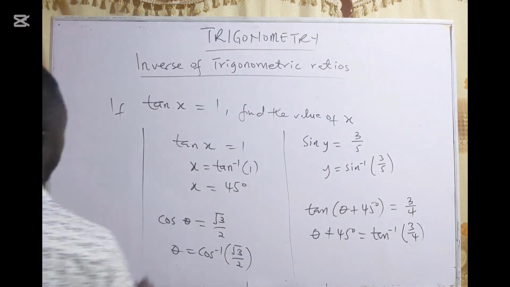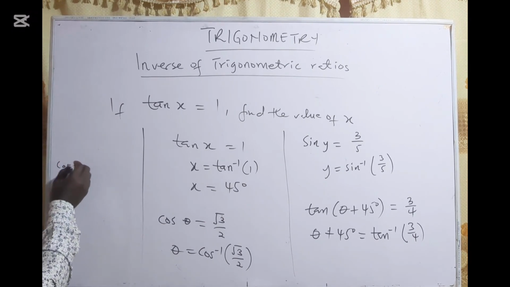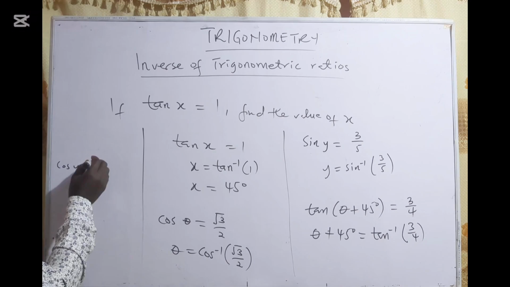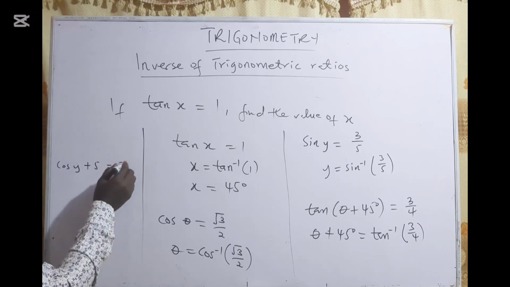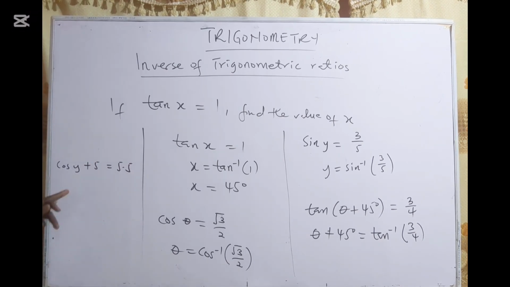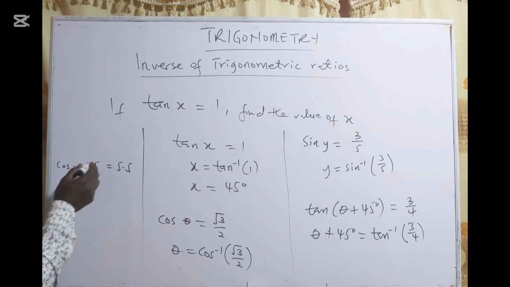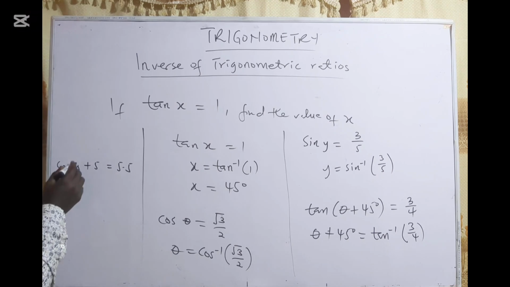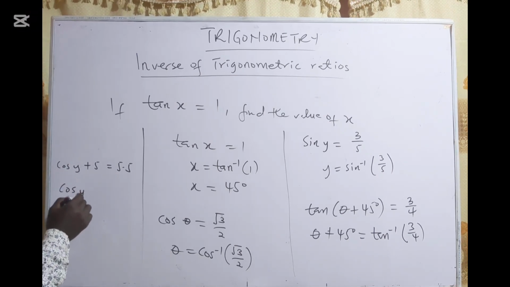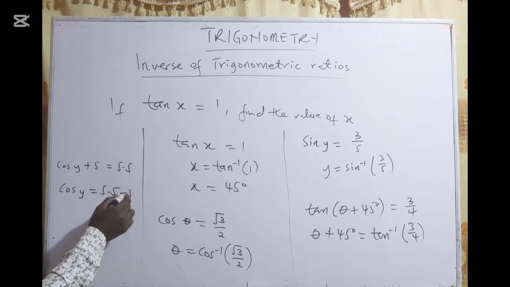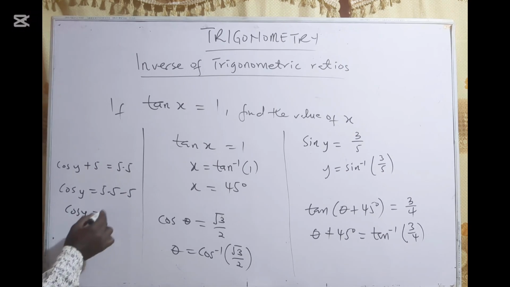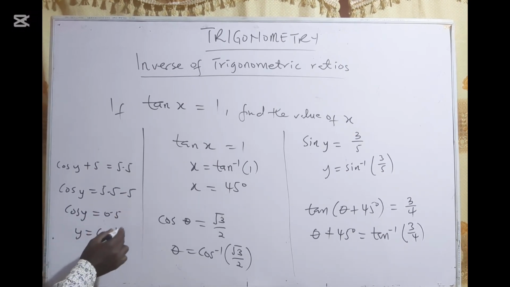The same way, let's say I'm given cos y plus 5 equal to 5.5, and I'm asked to find y. What you should take note of is that this 5 here is not an angle. It's only the y that is an angle. So cos y should be equal to 5.5 minus 5, and my cos y will be equal to 0.5. Then you find cos inverse of 0.5. I believe you get it.